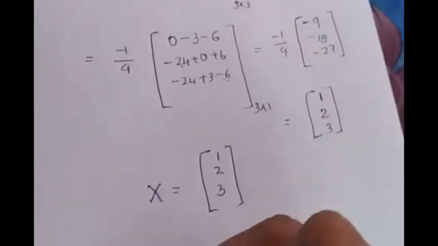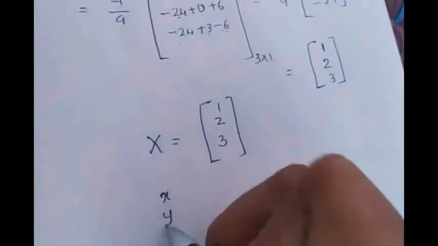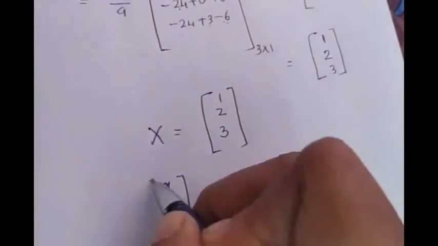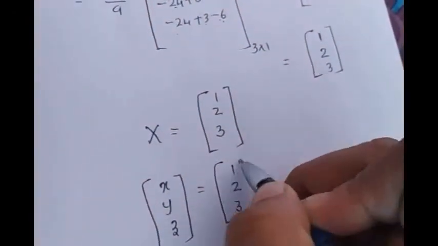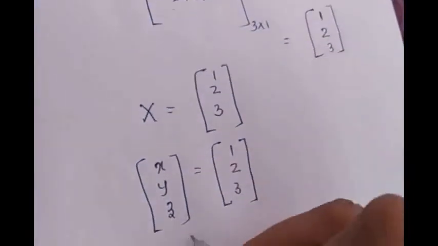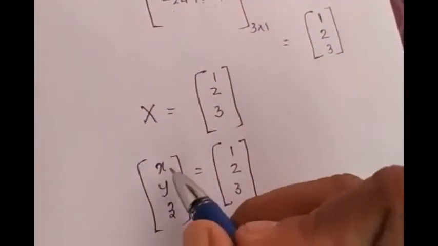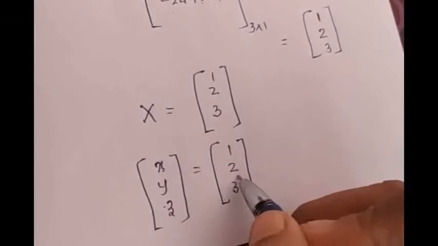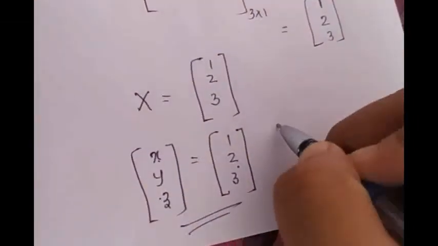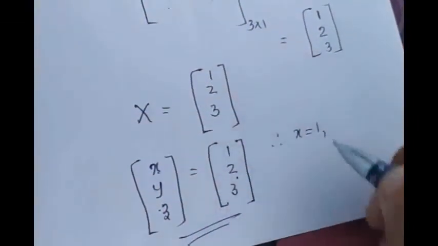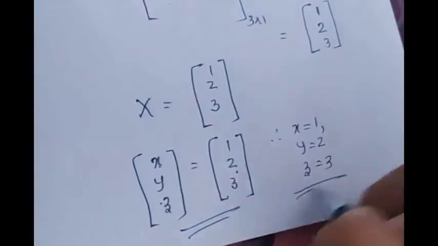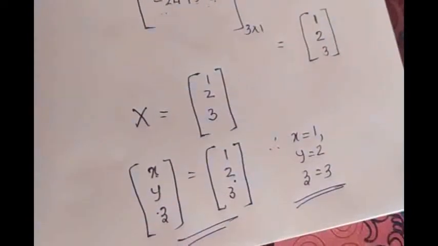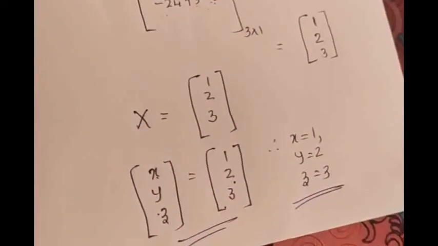What was X? X is actually the column matrix X, Y, Z. So we are getting X, Y, Z as 1, 2, 3. The question was to solve. Solve means we have to find the values of X, Y and Z. So from these two equal matrices, what we can say is X is equal to 1, Y is equal to 2 and Z is equal to 3. So this is how we solve a system of linear equations using matrices.